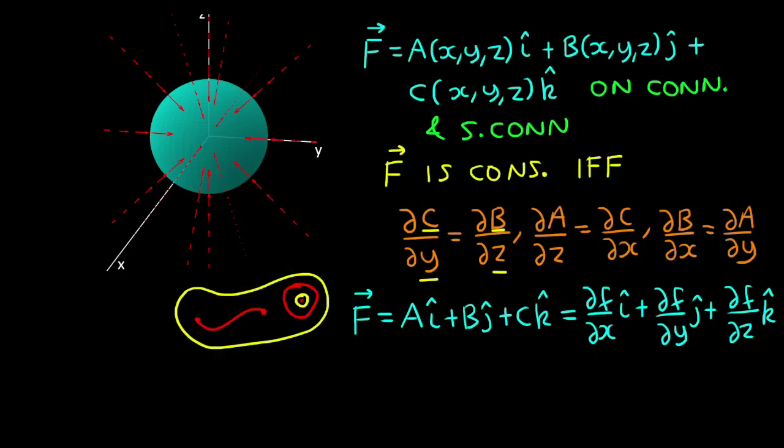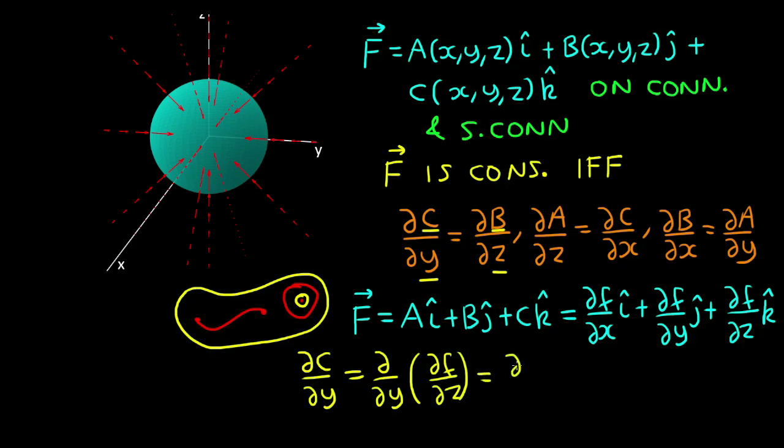So in other words, if we take the partial of c with respect to y, we get the partial with respect to y. And c is the partial of f with respect to z, which gives the second partial of f with respect to y and z.